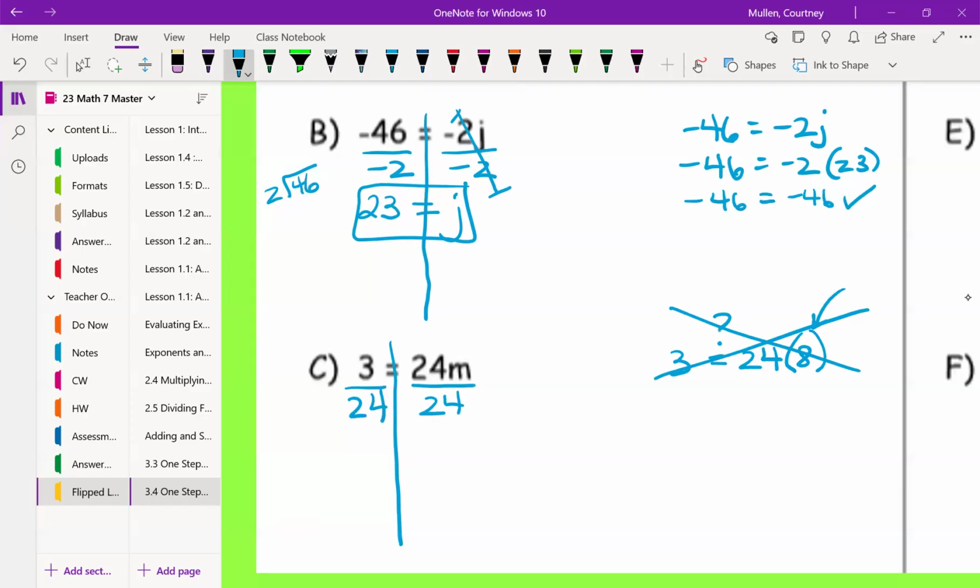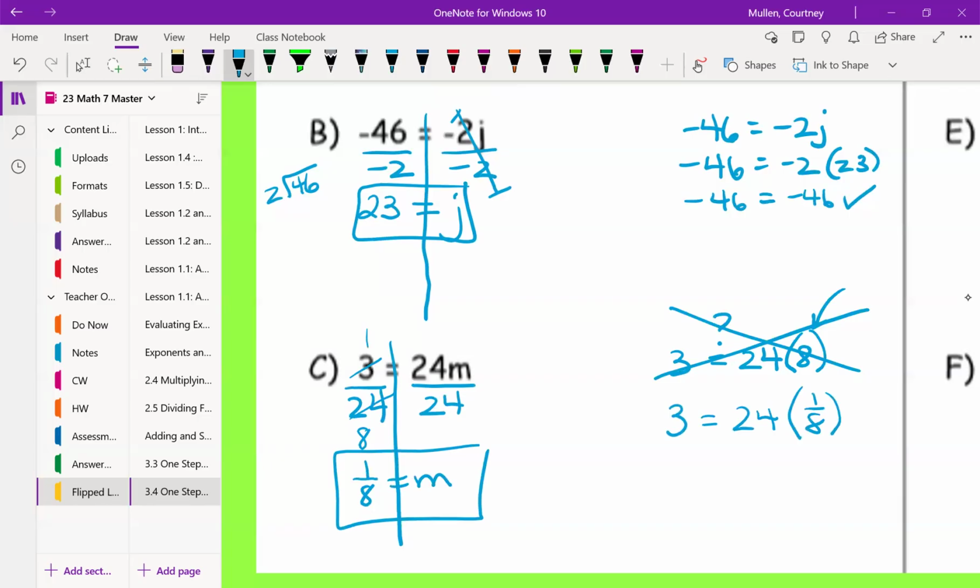Now we have this fraction 3/24. What could we simplify by? Well, 3 goes into 3 once. 3 goes into 24 8 times. And so what we have as our solution is 1/8. Now, if we do our check, 3 equals 24 times 1/8. The denominator on the 24 is 1. We can cross simplify. 8 goes into 8 once. 8 goes into 24 3 times. And there we have 3 equals 3.